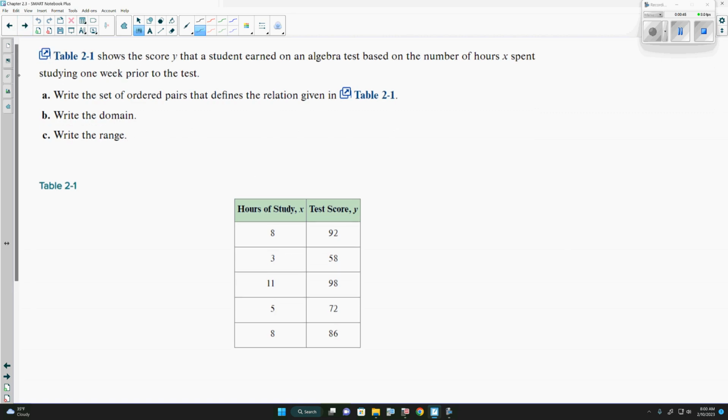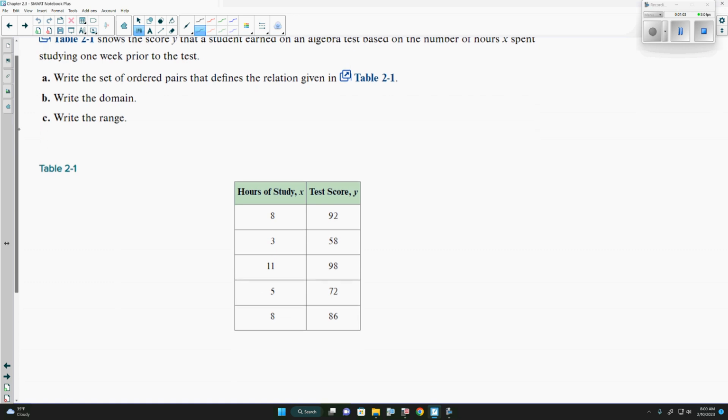If we looked at this here, we have a set of information, x and y, hours of study and test scores, shown here. So it shows the scores y that a student earned on an algebra test grade based off the number of hours spent studying 1 week prior to the test.